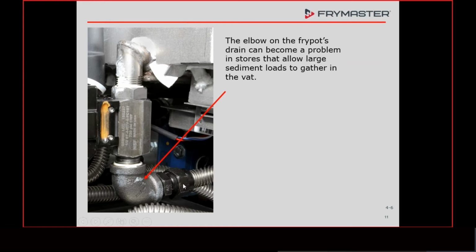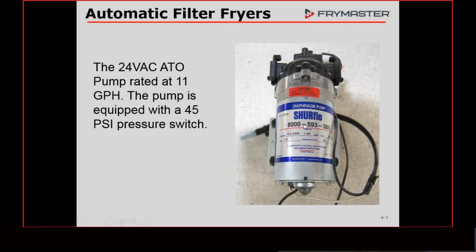But this picture here, I'm just showing to show that we use the same valve in the top off as we do on the filtering. The pump that we use for the top off is an 11 gallon per hour pump. It's 24 volts, it could be AC or DC. We use that pump just to pull oil out of that jib and put it into the fry pot at a very slow rate. We don't want a whole lot of oil going in there at one time.